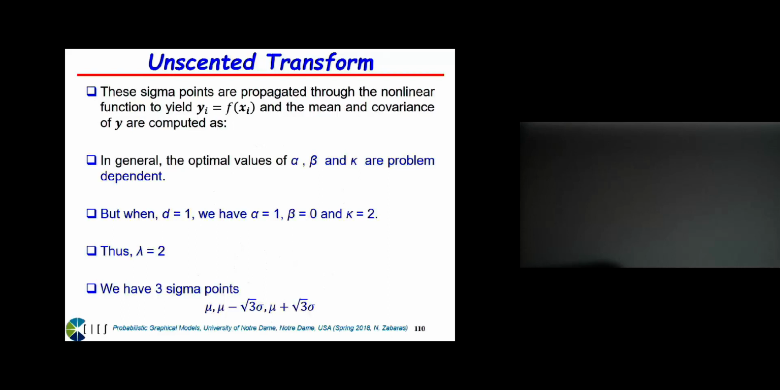If you try to do this in 1D, in case you get inspired and this reminds you of anything, the 3 points, for example, that you're going to use, if you have a Gaussian in 1D, are mu minus square root of 3 times sigma, mu, and mu plus square root of 3 times sigma.